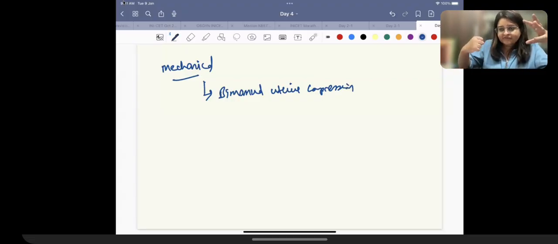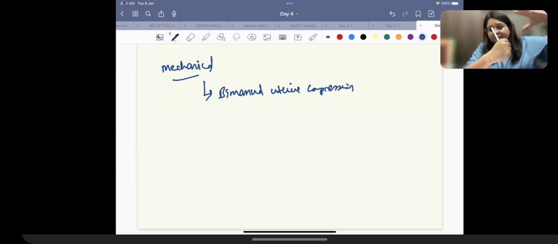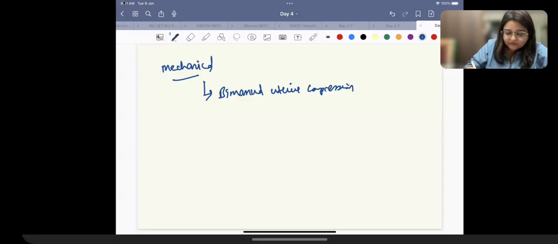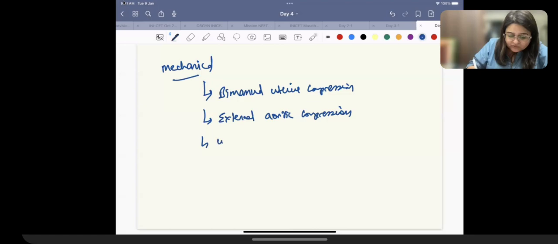Sandwiching the uterus: you make a fist, put it in the vagina, and with your hand above the abdomen, you sandwich the uterus between your hands. Okay, so bimanual uterine compression, then external aortic compression. This can also be done. Then you can also do uterine massage and help the uterus contract.